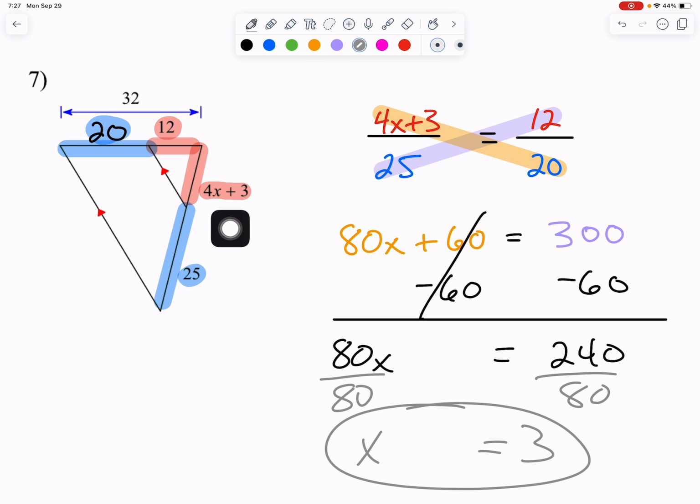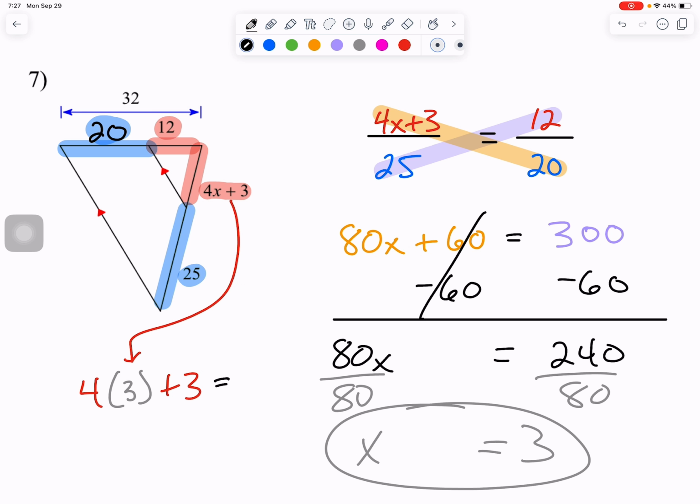All right, now if we need to find this side length, we can simply do 4, and every time we have an x, we'll wrap it in parentheses, which is 3, because we figured that out already. And then we will do plus 3, and then we will set that equal to, well, 4 times 3 is 12, plus 3 equals 15. And circle your answer. Guys, that's a wrap.